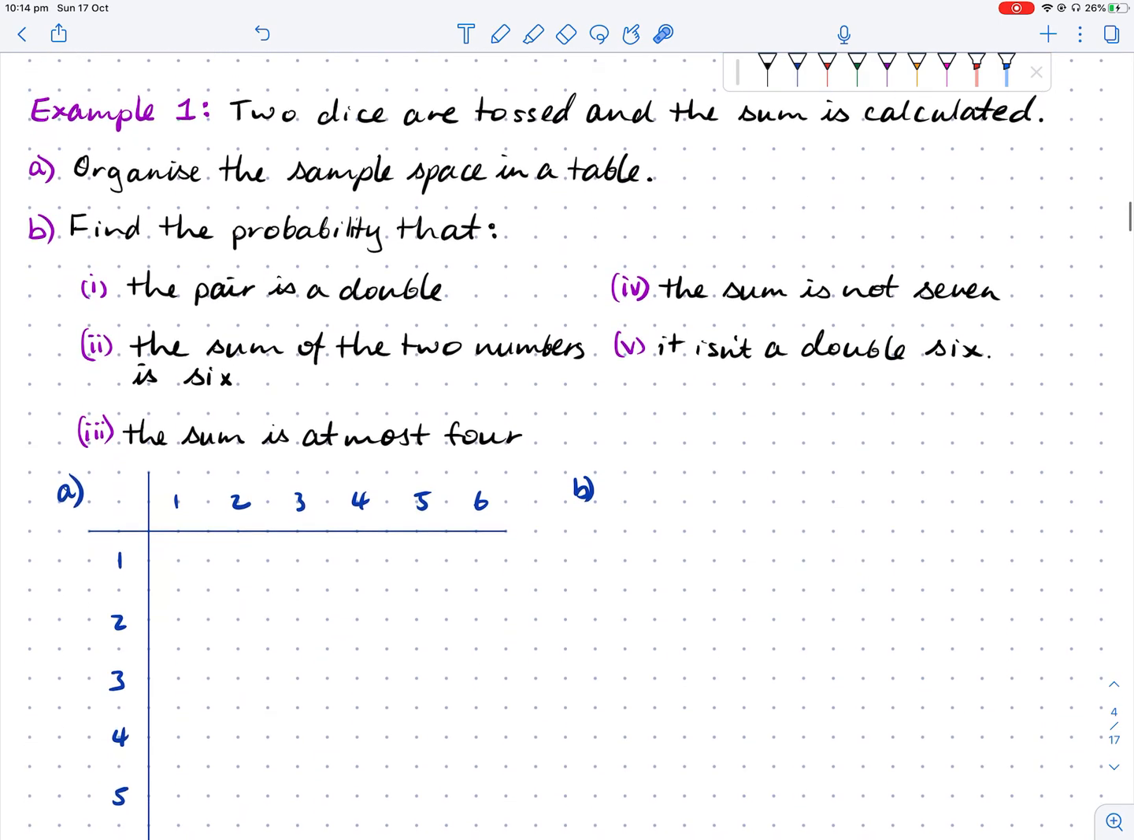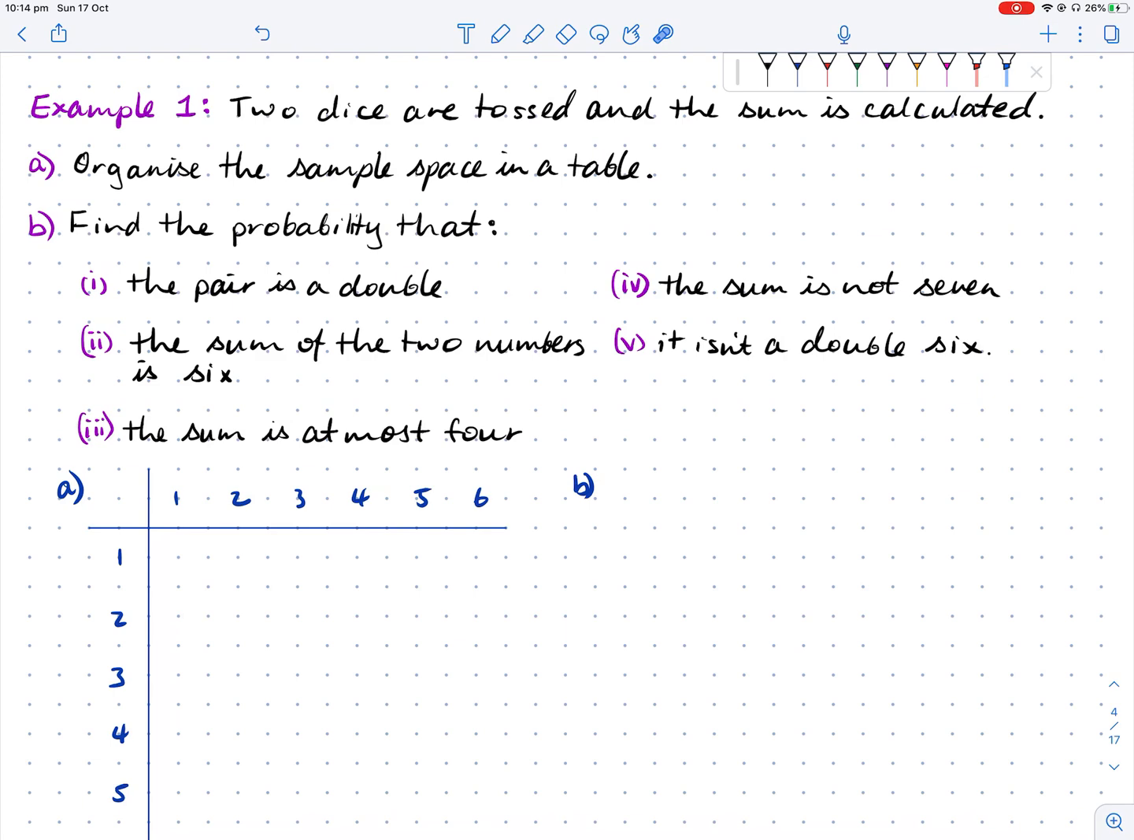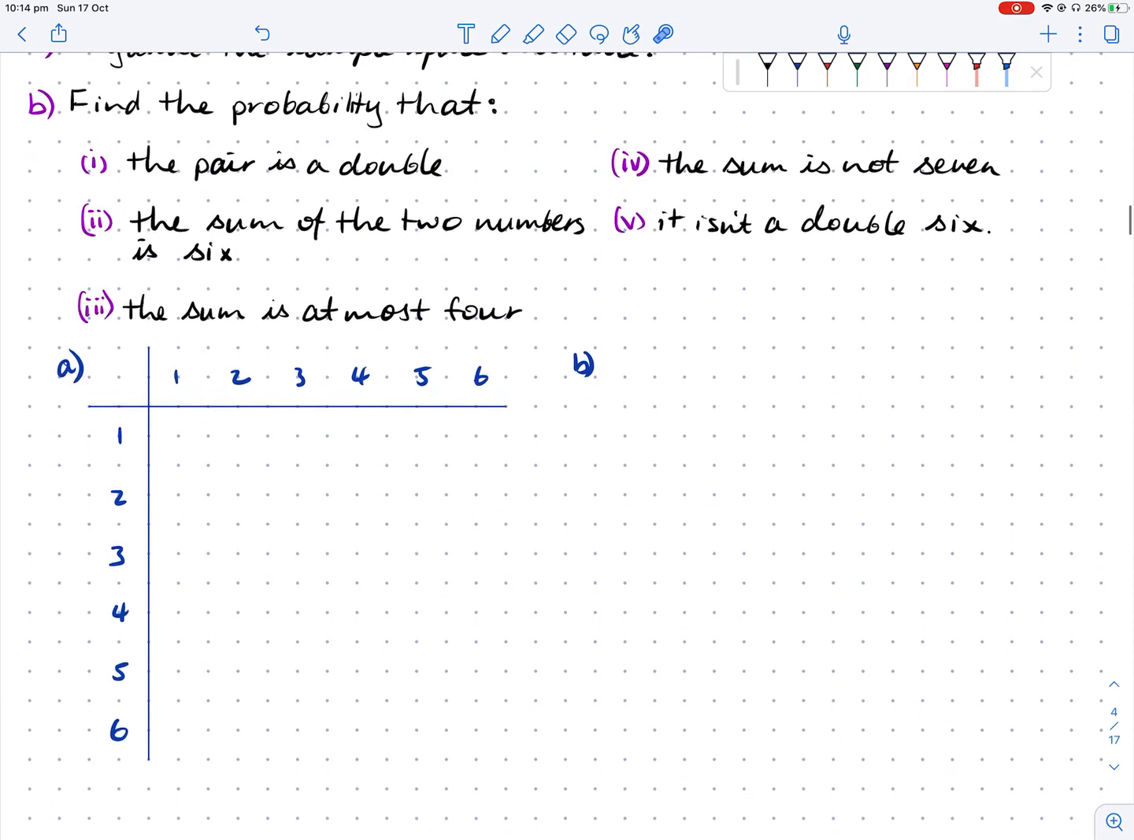So let's have a look at this first example. Two dice are tossed and the sum is calculated. First part, organize the sample space into a table. Second part, find the probability of these different things. So when we're looking for these probabilities, once we've got our table, that's actually going to help us to solve these problems. So because I've got two dice, it makes sense to have the two dimensions. So I've got one of the die along the top, and then the second die is along the side there.